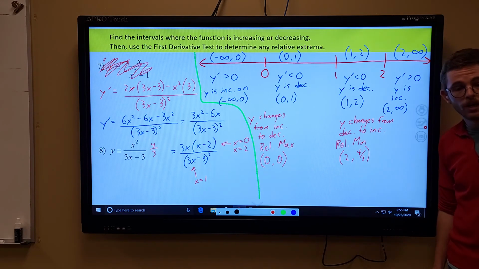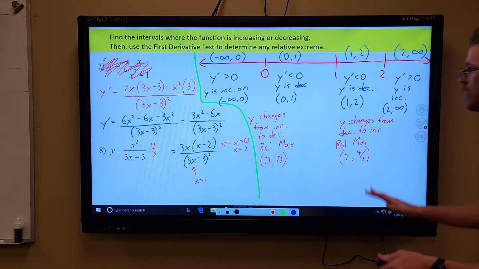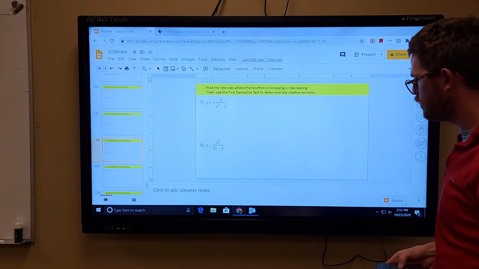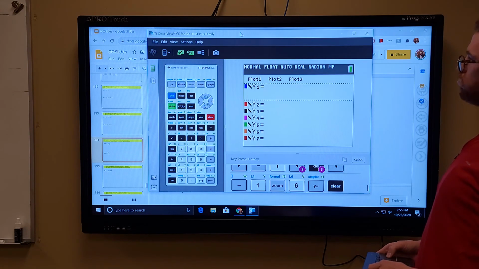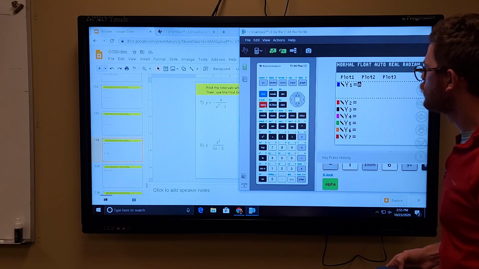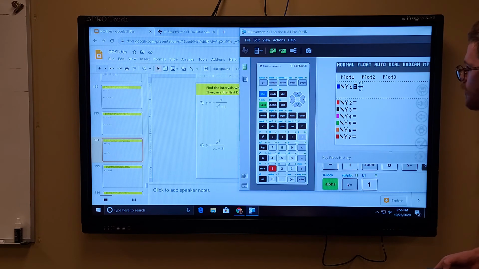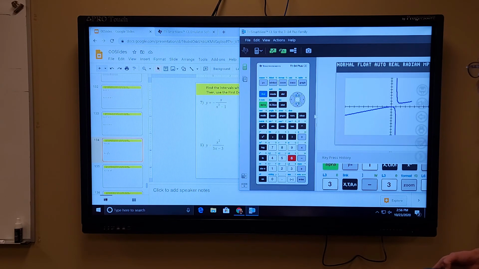Let's see it on a graph. It's gone. Okay. All that work down the can. Shortcut to our fraction. On the top, we've got x squared. On the bottom, we have 3x minus 3. And let's see it. Zoom 6, that bad guy.